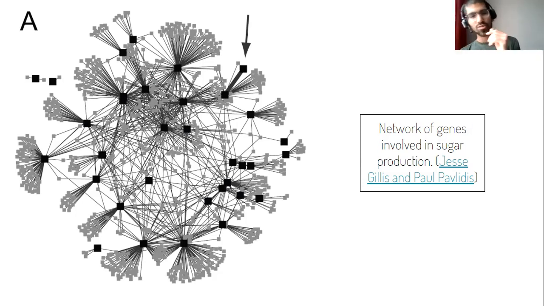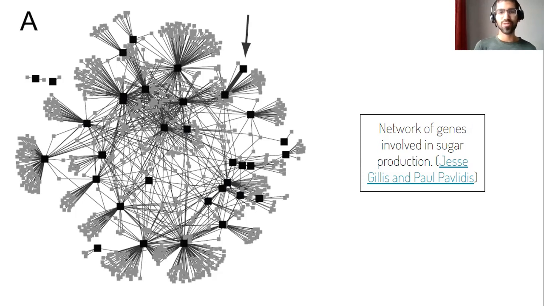So this is a cool example of how network analysis can be used in a non-human context. It goes way beyond. Again, remember, it's just any group of things that interact together. So you don't have to just stick to humans.